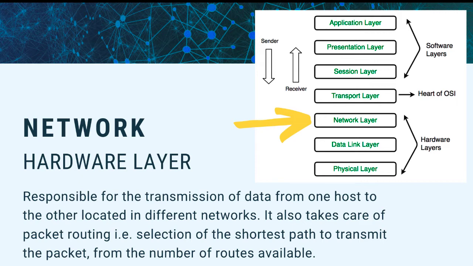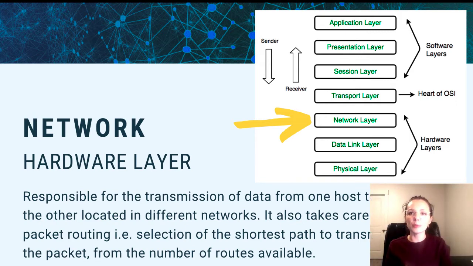The selection of the shortest path to transmit the packet from the number of routes available. So the network layer is responsible for facilitating data transfer between two networks. If the two devices communicating are on the same network, then the network layer is unnecessary. So this is if you have a WAN and you are trying to get communication from one LAN to another LAN, right? Not if you're only on one LAN. If you have just that LAN, this network layer is not necessary. But this network layer is responsible for the transmission of data from one host to another.